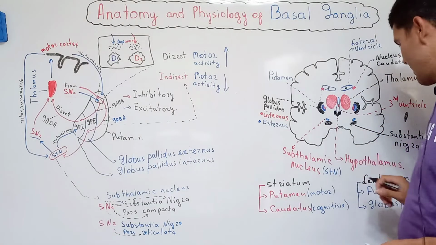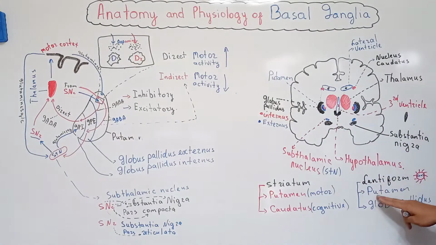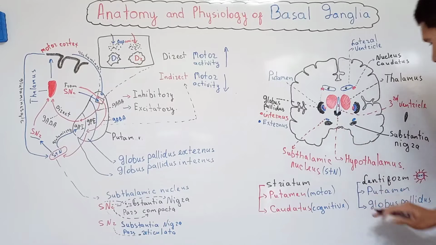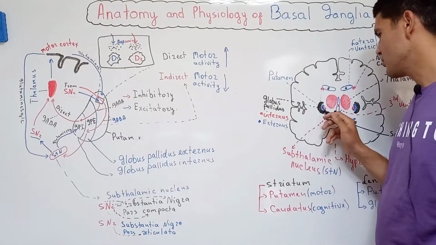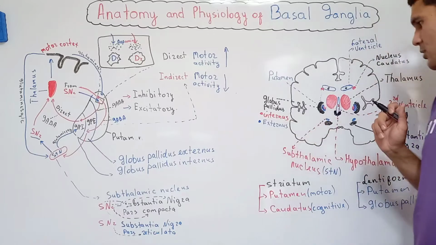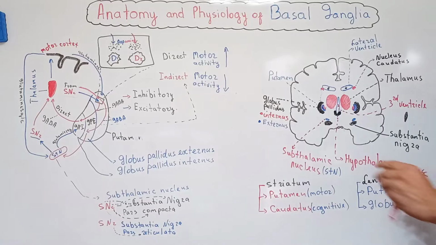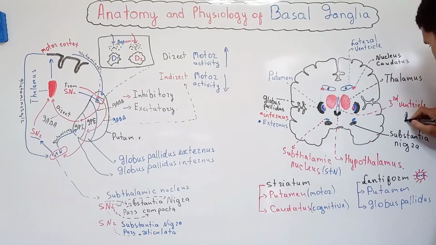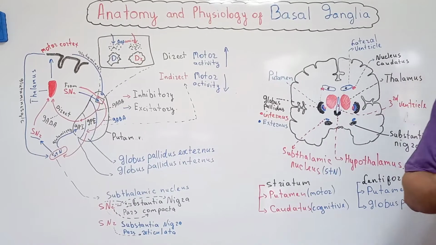And there is the lentiform structure. Lentiform consists of the putamen in black color and the globus pallidus. Globus pallidus externus is in blue color and internus in red color. And there is a reason for calling it lentiform. Together, both structures look like a lens.